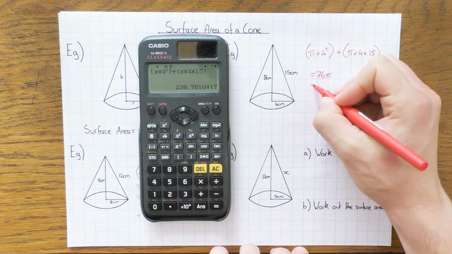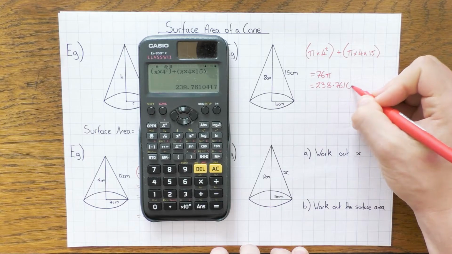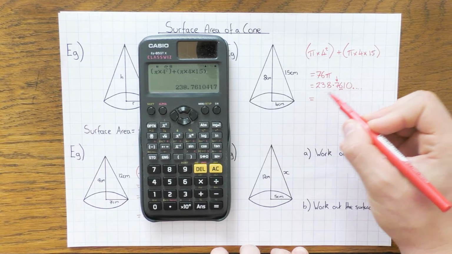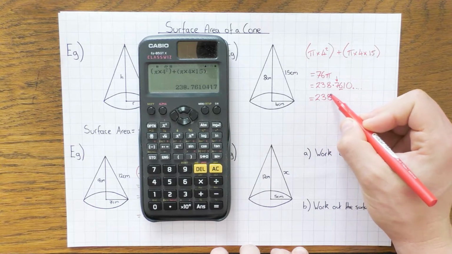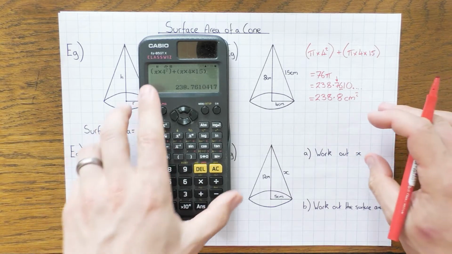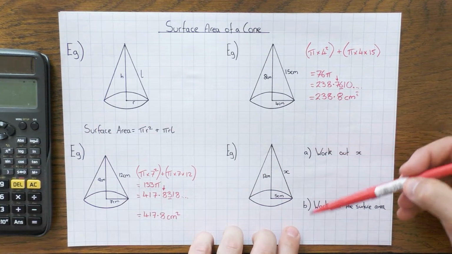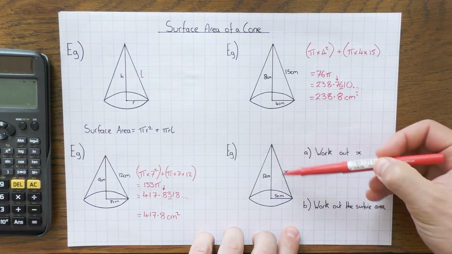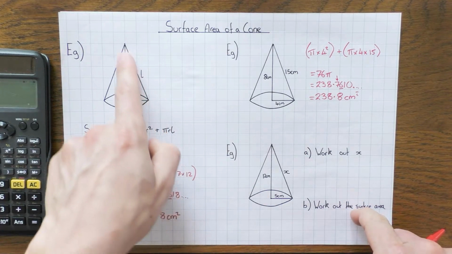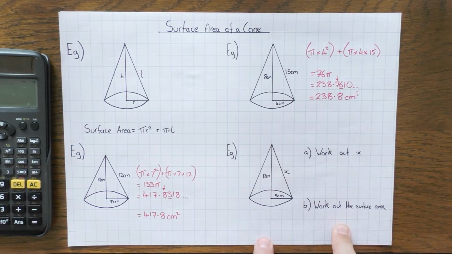If I press SD, it comes out at 238.7610, etc. So to one decimal place, this time the 6 will round up that 7, so 238.8 centimetres squared. Okay, so the next one is slightly different. It's broken up into two parts. It says work out x, and the reason it says work out x is because part B says work out the surface area. Now I can't work out the surface area without that slanted length here, so I do need to work out x in part A before I can go and do part B.